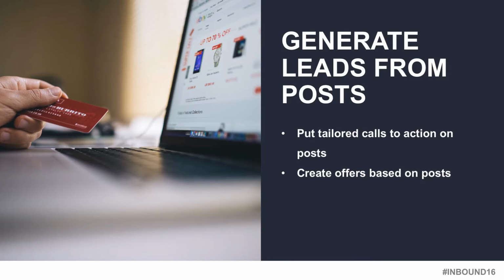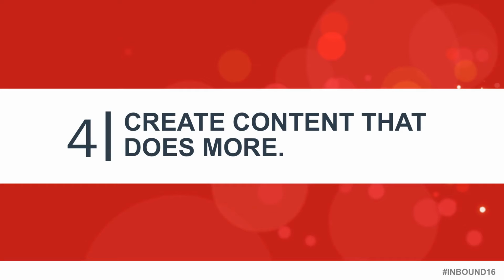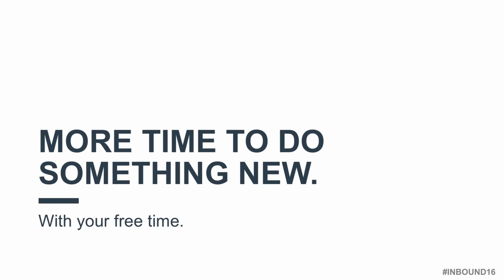And creating offers based on posts. For example, if you notice that one of your posts is doing really, really well and you think there's more meat to it, that's a really good indicator that if you want to generate leads, maybe you should create further content about that particular topic. So, creating content that does more, right? Because we've talked about finding ourselves more time. We've talked about doing more with the content. So how do we create content that does more? There are a couple of really important things that we want to keep in mind there.